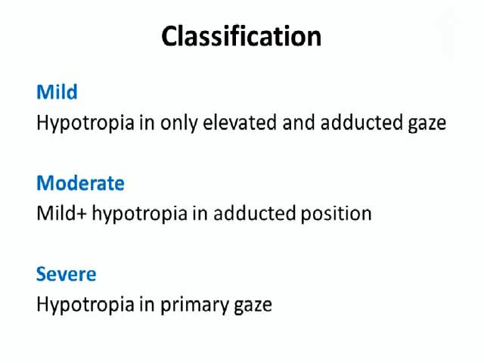And usually the patient will have hypotropia, and the patients can be classified as mild, moderate and severe Brown syndrome according to the hypotropia. In mild cases, it will be present only in the elevated and adducted gaze. In moderate cases, it will be present in the adducted position. And in severe cases of Brown syndrome, hypotropia will be present in primary gaze itself.